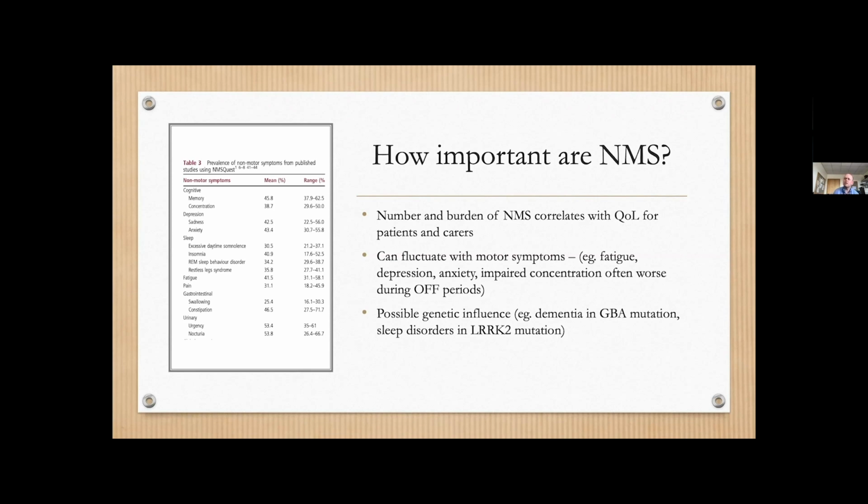There appears to be some examples of genetic influences in non-motor symptoms. So although single gene mutations are kind of rare causes of Parkinson's disease in the overall population, if you've got a GBA mutation giving rise to Parkinson's disease, it can be associated with a higher prevalence of dementia. Sleep disorders are seen a bit more frequently in LRRK2 mutations. So there are a couple of phenotypes of Parkinson's disease where you're seeing more non-motor symptoms.